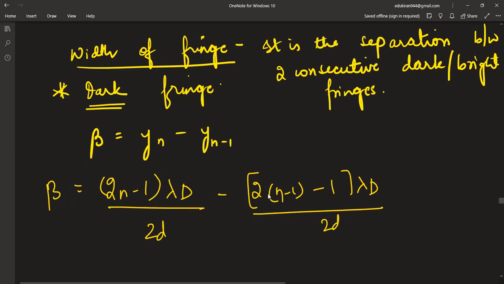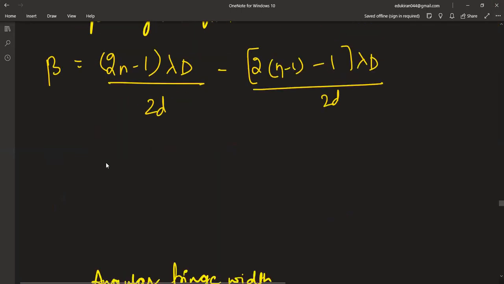You have understood why n minus 1 is written again. Minus 1 and minus 1, twice it's coming: 2n minus 1, this is the formula. For dark fringe I'm using it because for both of them it will be the same. You can use the formula for the bright fringe also. This second n minus 1 is because of the consecutive number. I hope it's clear. Any doubts? Please let me know.